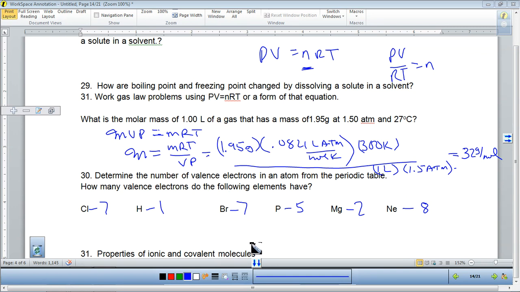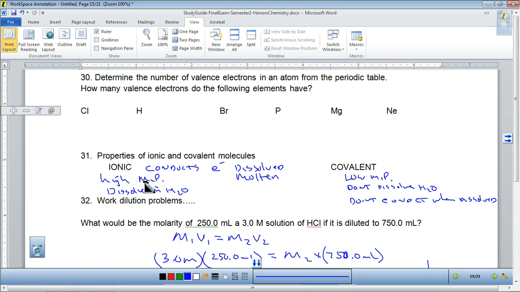Now, properties of ionic and covalent molecules are a little bit different than the first thing that we talked about, of what kinds of things are in them. So what kind of properties do we have? Well, we know that ionic compounds have high melting points, dissolve in water usually, conduct electricity when they're dissolved or molten. Covalent, low melting point, don't dissolve in water usually. If they do dissolve, they don't conduct electricity.